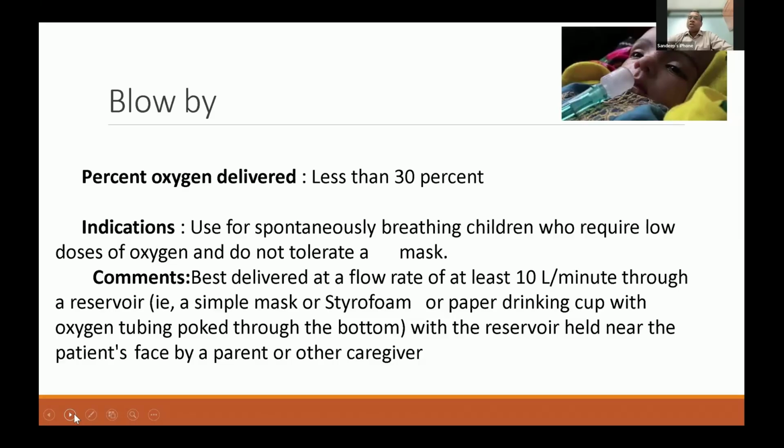Because the nose and mouth are not covered, the percentage of oxygen delivered will be less, and usually it is less than 30%. So there is no way to find out how much oxygen you are delivering, but it will be less. The flow rate usually we keep around 10 liters per minute, because there are no specific reservoirs around the mask, but you can use some simple mask or styrofoam or some other kind of thing where you can insert your tube and keep it around the nose and mouth of the patient. Next, please.